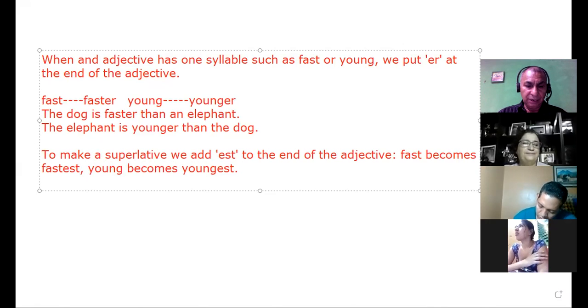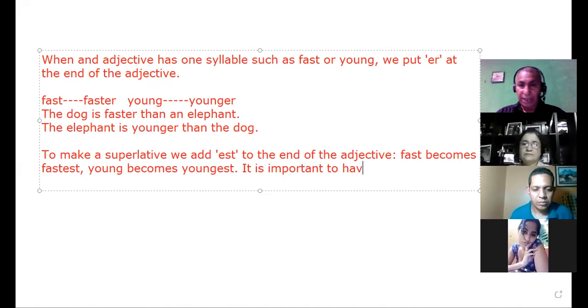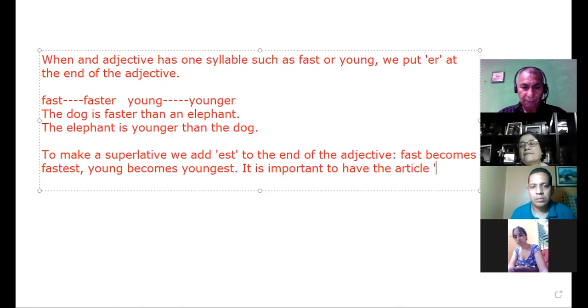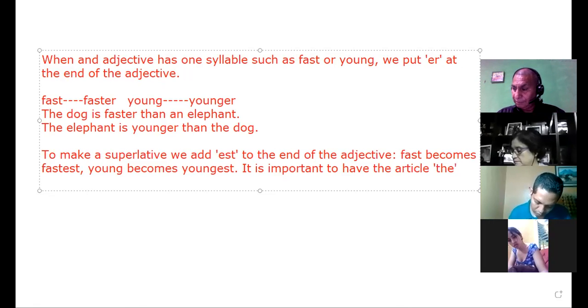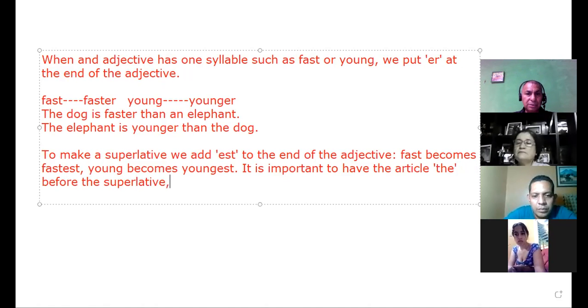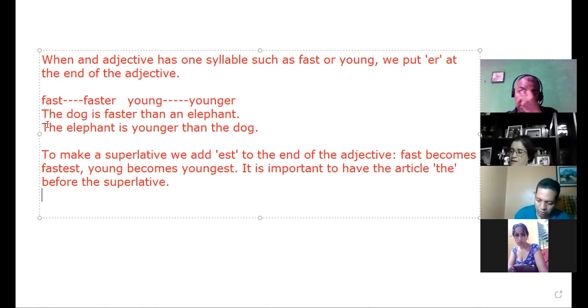So let's put over here this comment. It is important to have the article the before the superlative. This is before. So it is important to have the article the before the superlative. The other one was after the adjective, ER after the adjective.